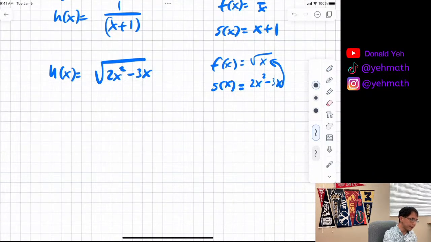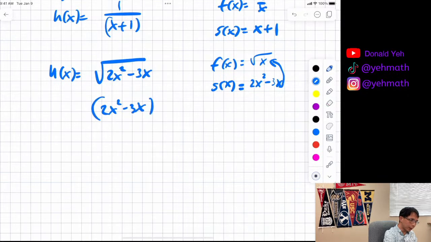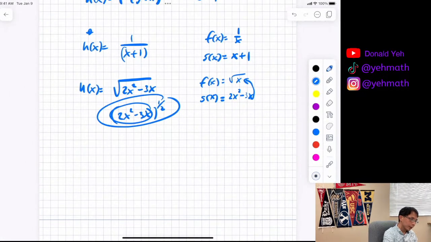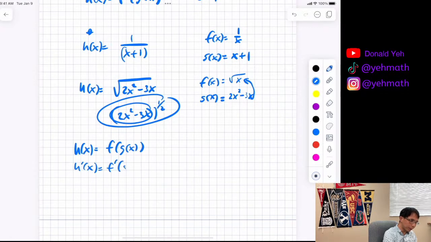So now I have this. Now you've got two functions. There were two layers, right? 2x squared minus 3x to the 1/2. That is the first function. This is our inner function. So the inner function is 2x squared minus 3x, which is g of x. And f of x is equal to something to the 1/2 power. Now I'm going to teach you how to take a derivative. In order to take a derivative of this, it's going to be f of g of x. If I take a derivative of this, it's going to be f prime of g of x times g prime of x.